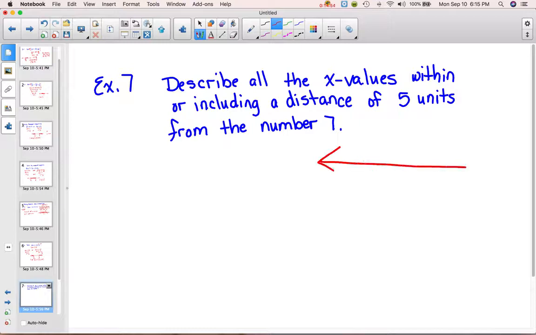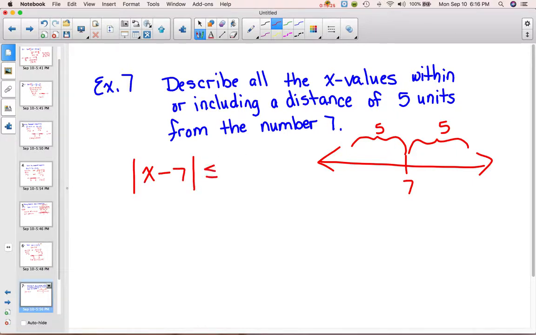So let's think about it first. I'm measuring from the number 7, and I need to be either 5 units this way or 5 units this way. And so we're looking at some distance that some number is from 7. So we did an example kind of the other direction on this. So my expression for this would just be the distance between x and 7 has to be within or including, so that would mean less than or equal to 5. And that's how you could describe it, with that absolute value inequality. Okay, so that was it.